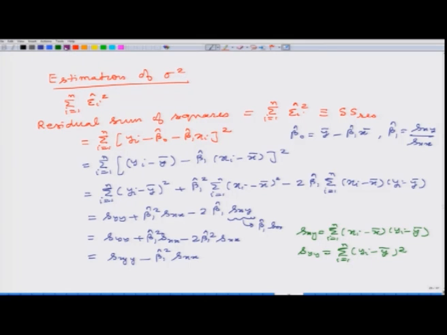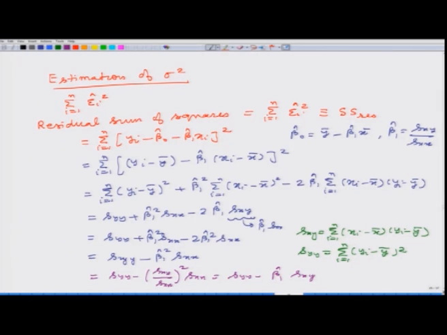Now, I can replace the value beta 1 hat equal to Sxy upon Sxx, and this I can further solve as Syy minus (Sxy over Sxx) whole square times Sxx, and this will come out to be Syy minus beta 1 hat Sxy. So, this residual sum of squares has several popular forms, and depending on the need and situation we try to use them suitably.